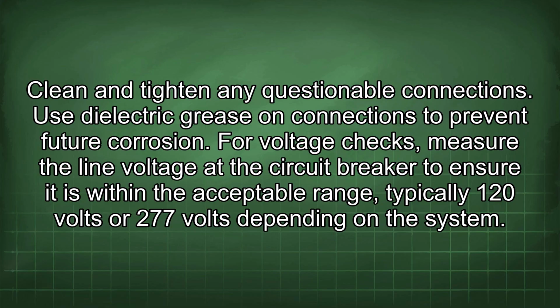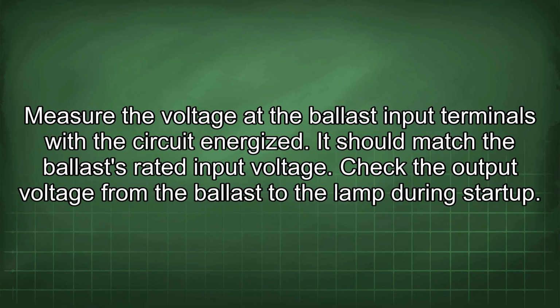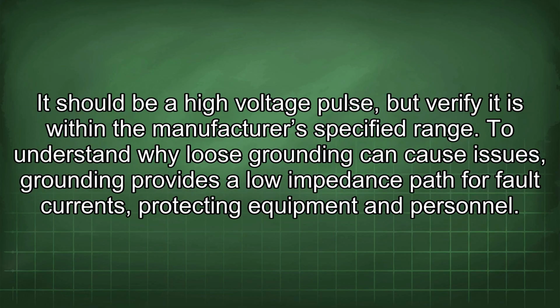For voltage checks, measure the line voltage at the circuit breaker to ensure it is within the acceptable range, typically 120 volts or 277 volts depending on the system. Measure the voltage at the ballast input terminals with the circuit energized. It should match the ballast's rated input voltage. Check the output voltage from the ballast to the lamp during startup. It should be a high voltage pulse, but verify it is within the manufacturer's specified range.